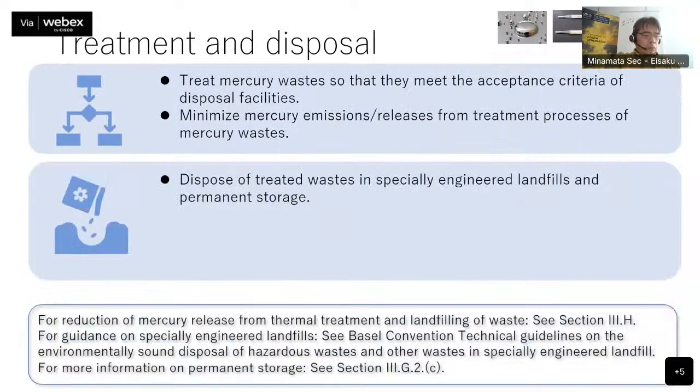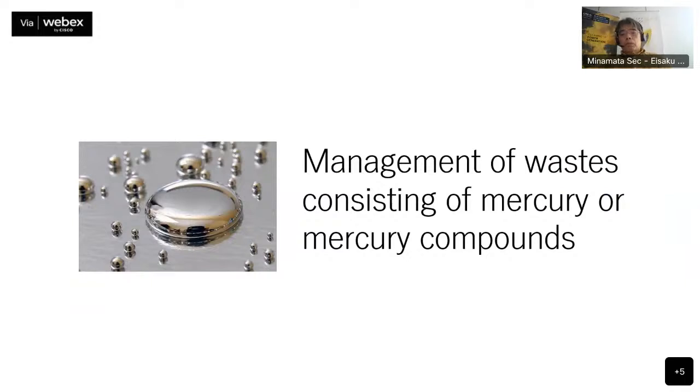Mercury waste should be treated so that they meet the acceptance criteria of disposal facilities such as specially engineered landfills and permanent storage. It is also important to minimize mercury emissions and releases from treatment processes of mercury waste. The following four slides summarize major points for the management of waste consisting of mercury or mercury compounds.